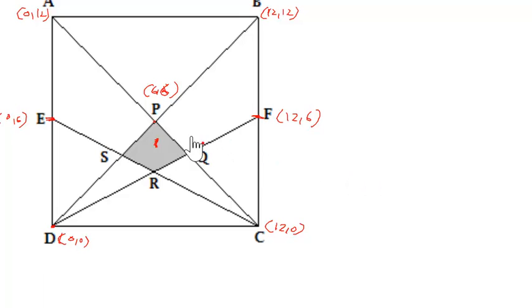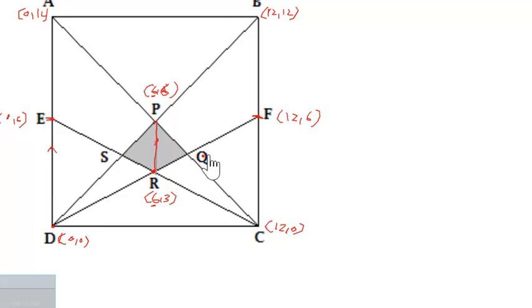Now, point R is the midpoint of DF or CE. Because of the symmetry, I do not need to prove it. So if you find the midpoint, it will be (6, 3). Now observe the coordinates of P and R. The x coordinate is the same, that is 6. Only the y coordinate is changing. That means if I join P with R, this line PR will be parallel to AD, or the y axis.